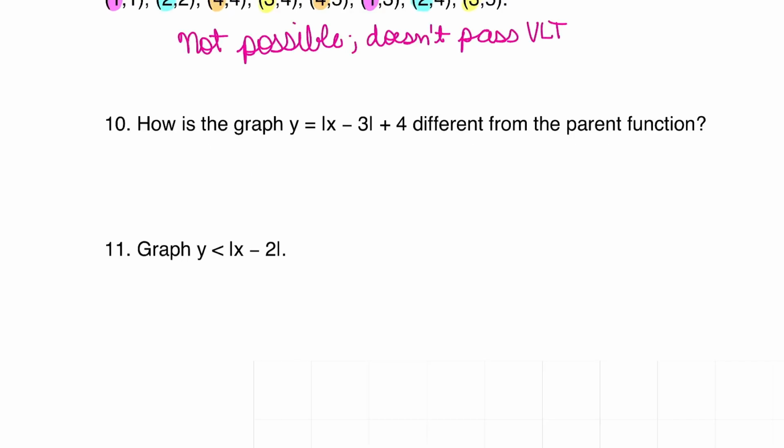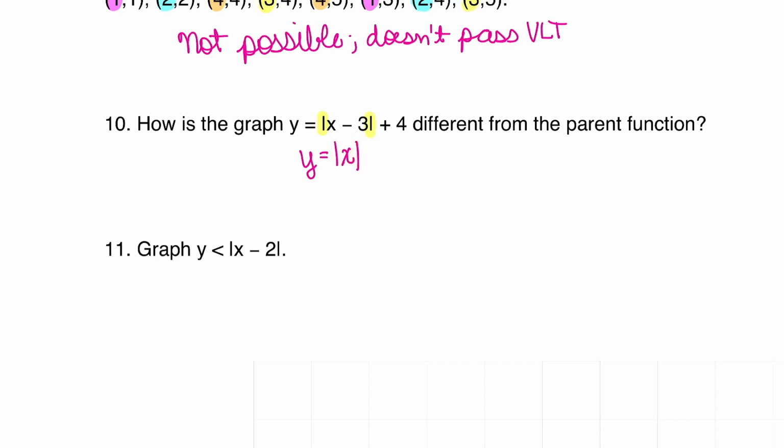Number 10, how is the graph y equals absolute value of x minus 3 plus 4 different from the parent function? So this parent function is going to be y equals the absolute value of x, because that's the function that it looks most like. Now, from our parent function, there is no horizontal shift because there's nothing else within our grouping symbols, and there's no vertical shift because there's nothing outside of our grouping symbols.